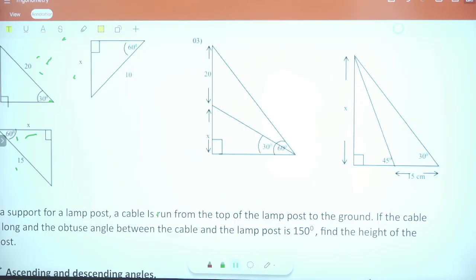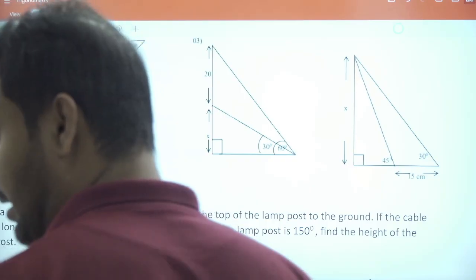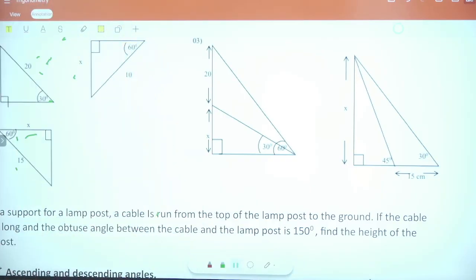Let me see. X. Right. Yeah, correct. It is okay. Simplify, cross multiply. Try doing it. Any answers?